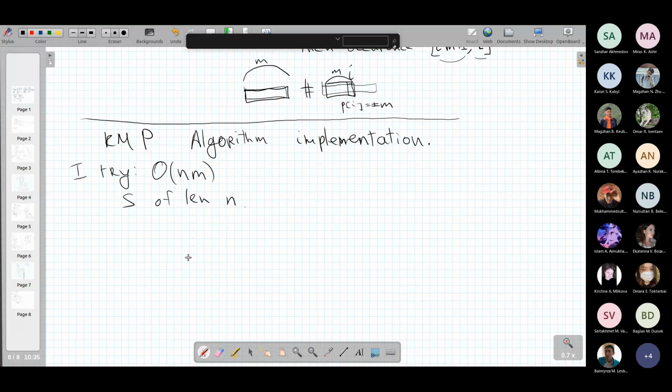We need to calculate the prefix function. Oh wait, sorry, n square. We just have one string, and we need to calculate the prefix function. Okay, so what are the options? If we want to do that in n square time, what can we do? We can just iterate over the string. So let us assume that we are at position I.